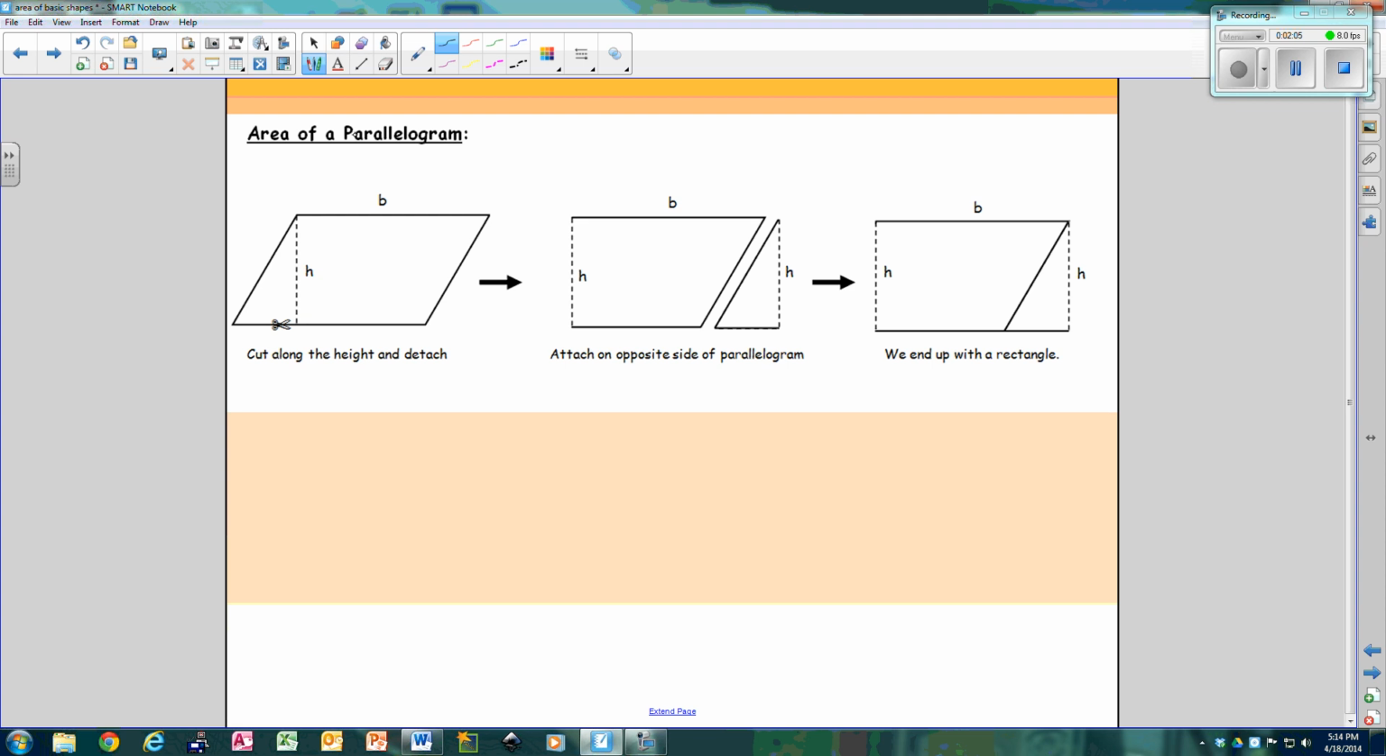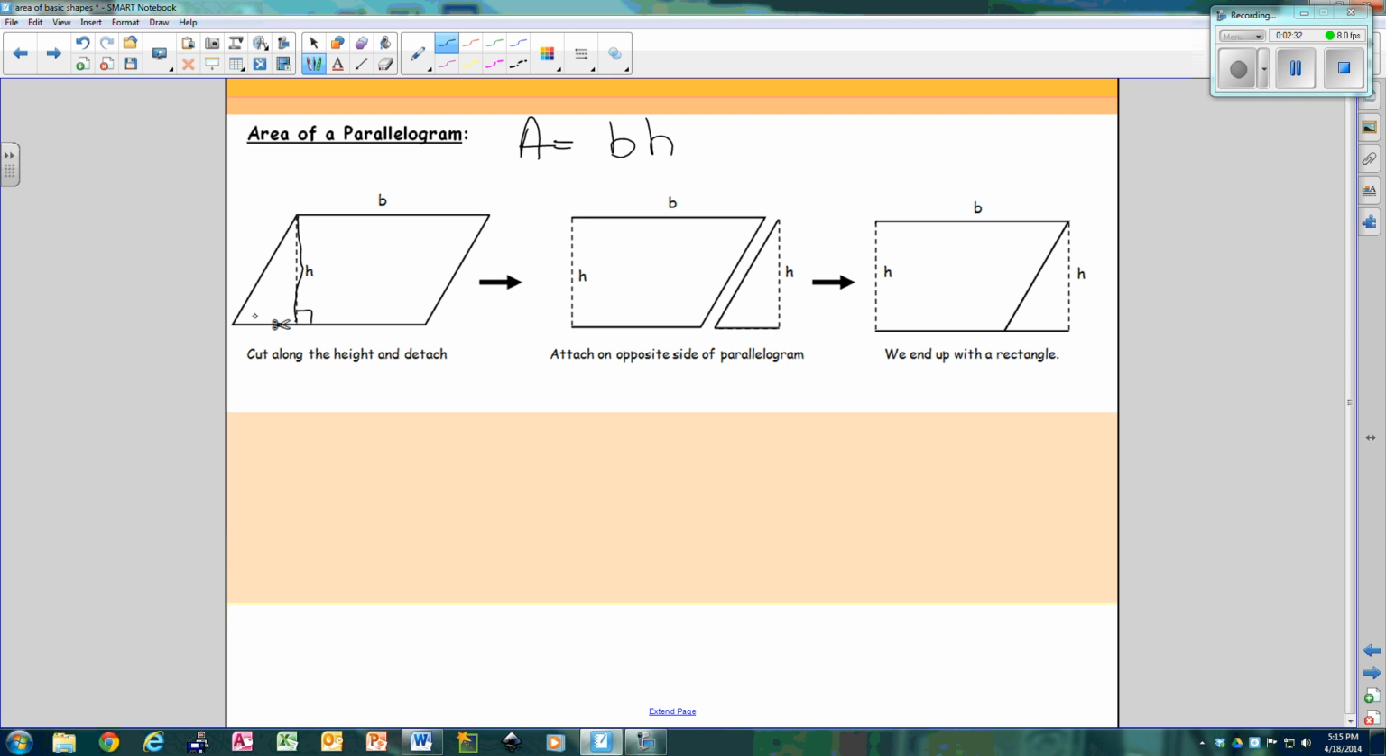Now, think about a parallelogram, okay? The area of a parallelogram is base times height, okay? So if you think about a parallelogram, it's leaning. So the height, if you remember, the height has to be perpendicular to your base. So if you cut it off right here, so you cut along the height, cut it off, flip it around, and attach it to the opposite side, what you wind up with is a rectangle, okay?